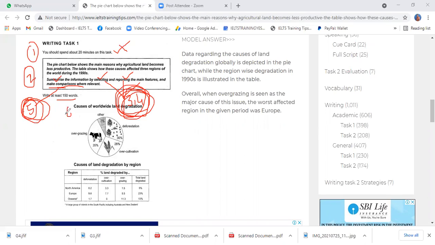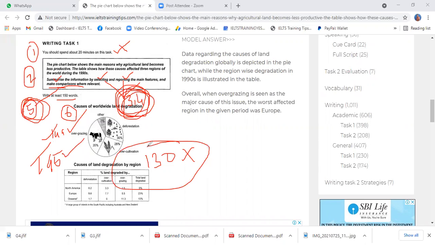Write at least 150 words. If you write 149 words, it is accepted. If you write 145 words, it is accepted. But if you write less than 130 words, it is not accepted. So at least 150 words as per the new revised parameters criterion. We can write 149 words, 147 words, 145 words, no issues. But if it is 130 words, then it is penalized.